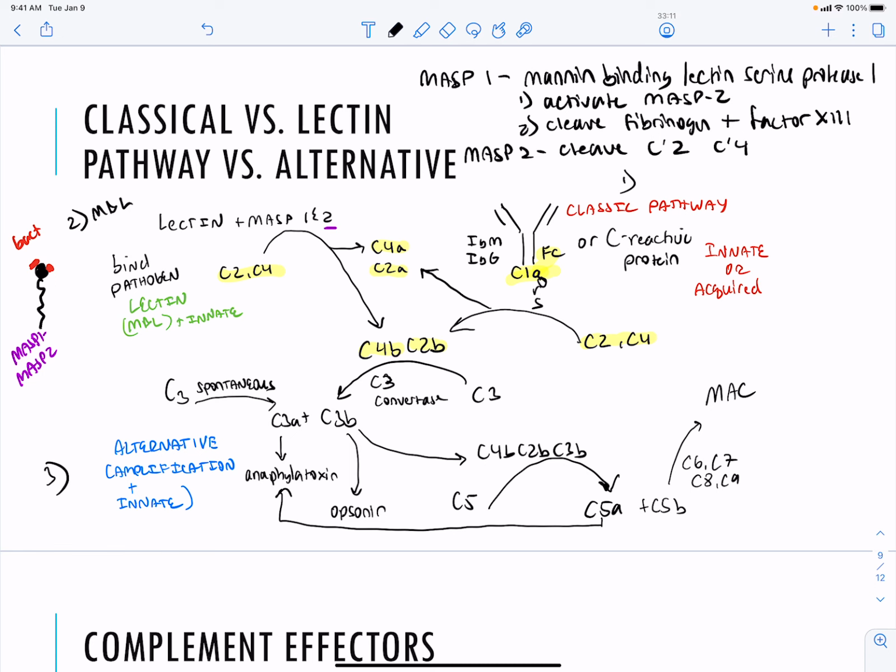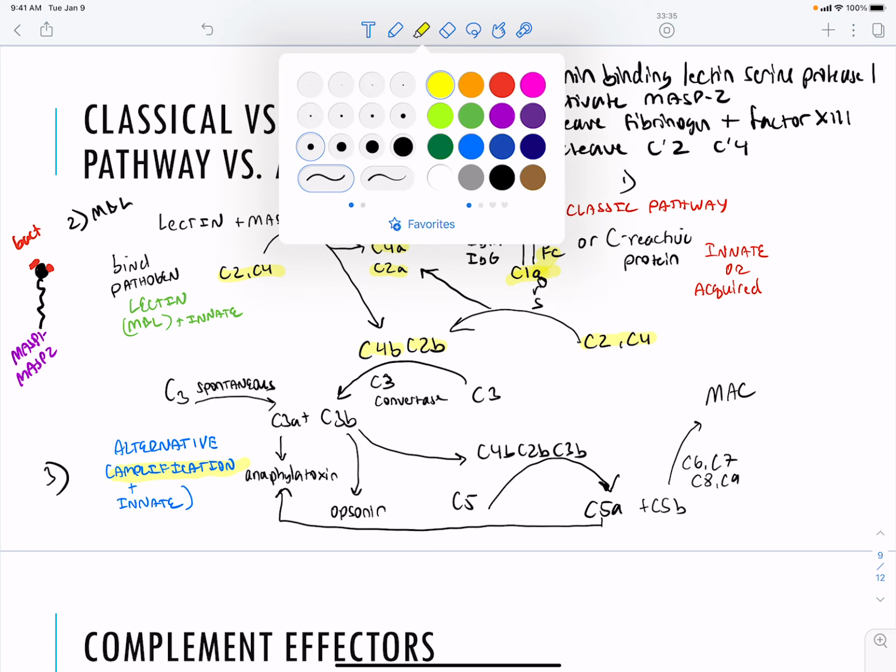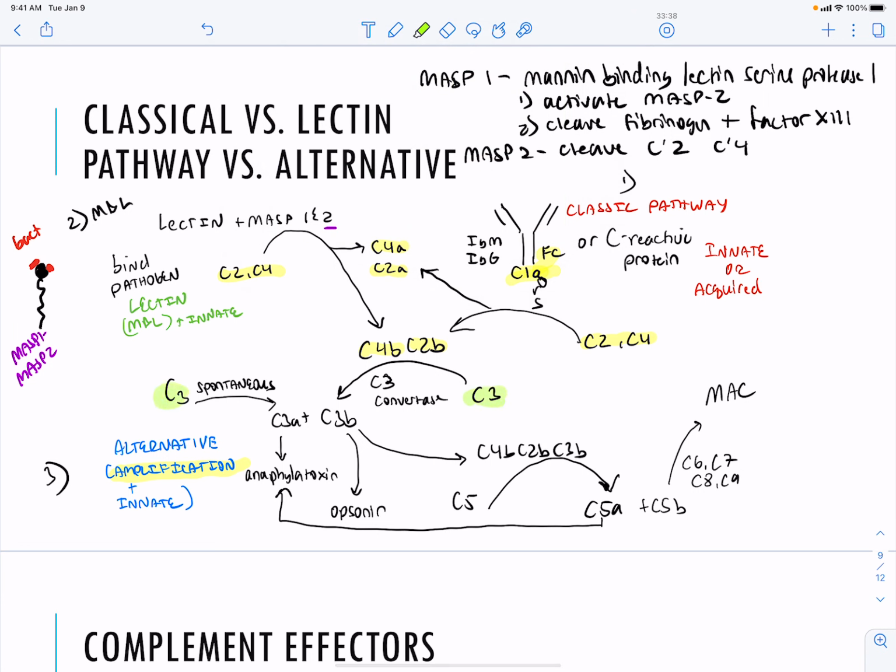So C3B is known as the alternative, but it's also given another name, is the amplification. And we'll talk about why that is in just a moment. But so C3 can spontaneously, in an aqueous environment, which our blood is, become C3A and C3B. The other way you get C3 split is spontaneous, or you have the C3 convertase. C3 convertase is C4B plus C2B together. They can bind to many C3, and they can convert them to C3A and C3B.